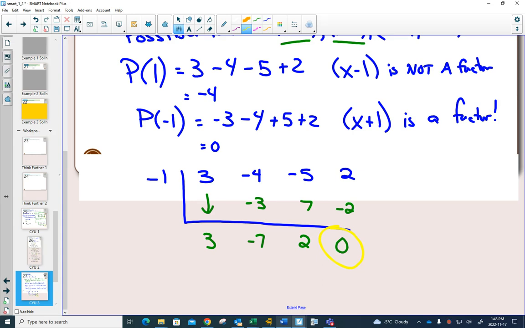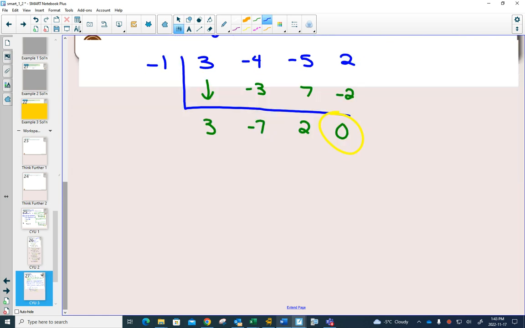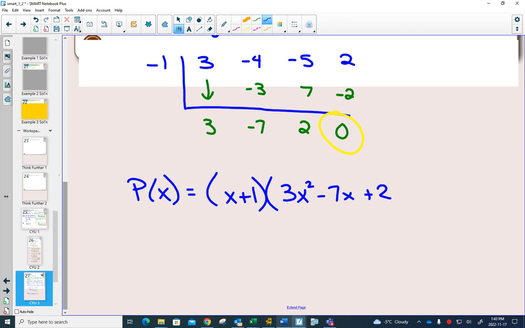We can now write our division statement. P of x equals, the divisor is x plus 1. The quotient would be 3x squared minus 7x plus 2 with no remainder.